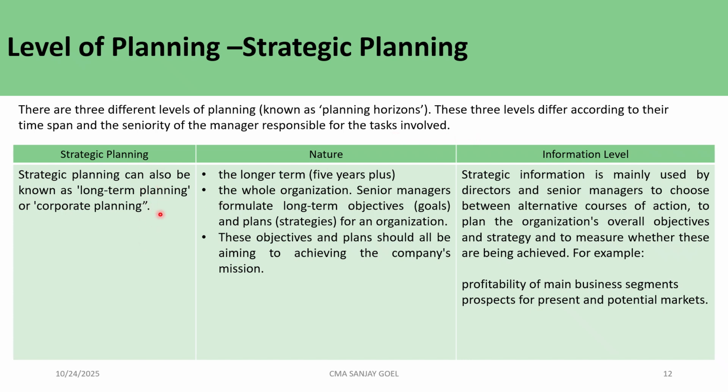Strategic planning is part of the long-term planning. It may be called long-term planning. The time span is five years. Who is responsible? Senior managers. Level of information: strategic information is mainly used by the directors and senior managers. Examples are the profitability of the main business segments and prospects of the present and potential market. So the first part of planning is strategic planning.